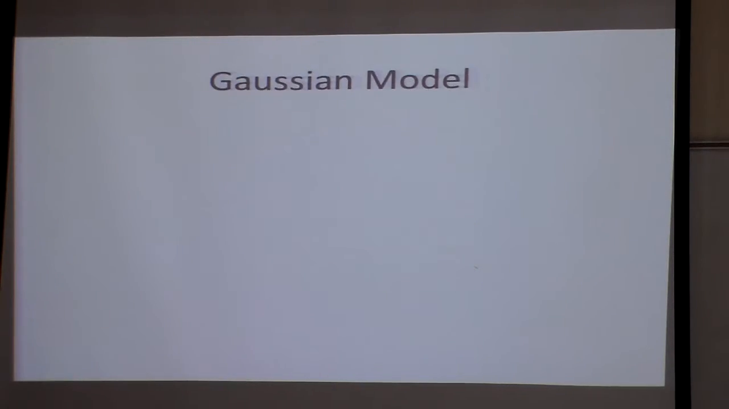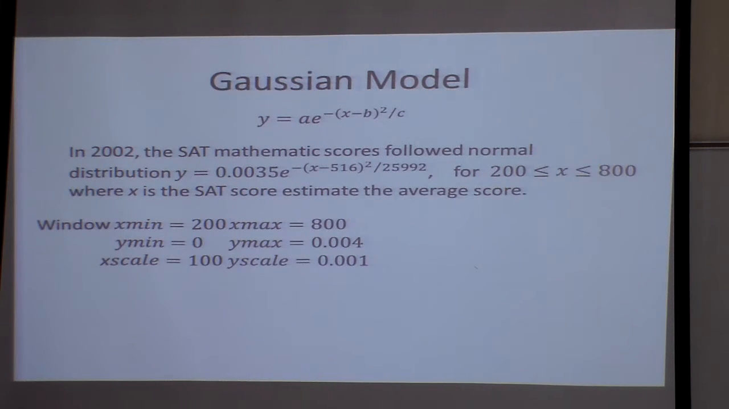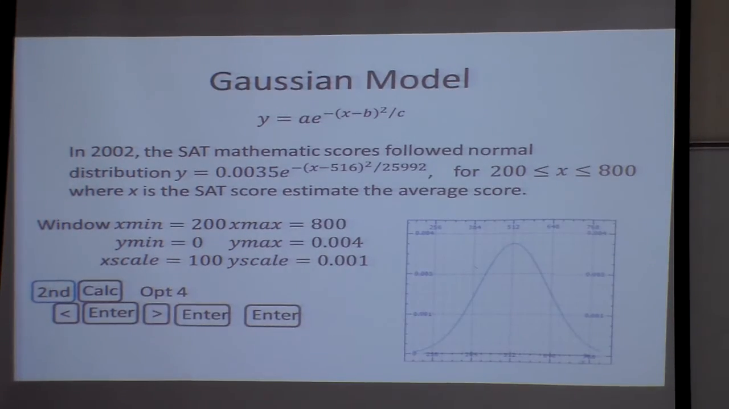All right? Now, here's our actual problem on the Gaussian model. The SAT test followed a normal distribution. Here's our numbers, our A, there's our B, notice it's squared, negative, and there's our C term. For X, when X is between 200 and 800, because those are the usual score range for the SAT. I'm going to go to my calculator, and if you would, set your calculator window to an X minimum of 200, X max of 800, a Y minimum of 0, a Y max of 0.004, your X scale could be 100 and Y scale 0.001. Otherwise, your graph will not look correct.